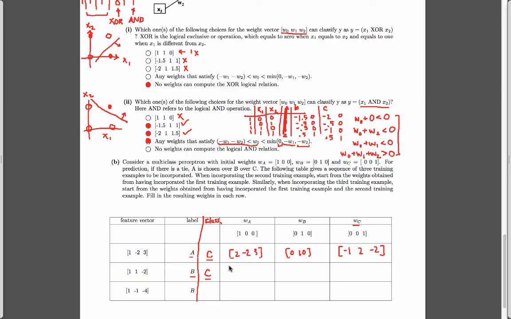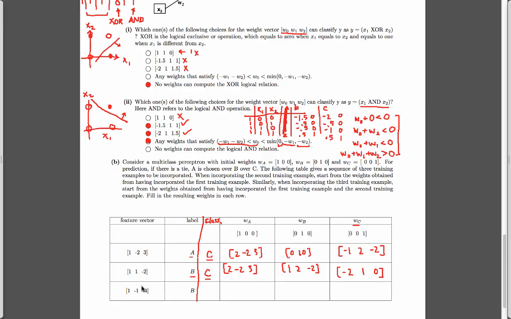So WA won't change, it'll be the same as before, 2, -2, 3. We will add our feature vector f of x to WB to get 1, 2, -2 to make this weight vector more like our feature, because that's the ground truth label. And we'll subtract our feature vector from WC. So the result will be -2, 1, 0.